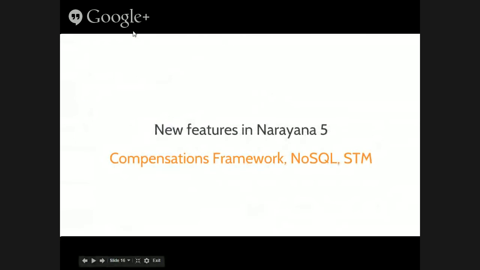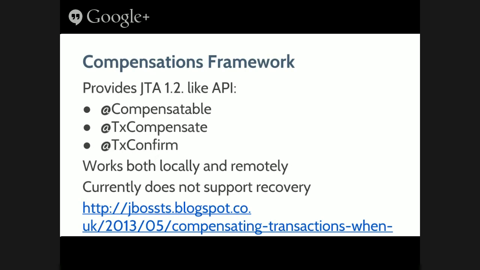So the final area that I'm going to talk to you today about are these 3 new features that were added in Narayana 5. So the compensations framework is a Sagas type approach, so it's not ACID transactions. It's the ability to selectively, well, not in the current implementation, you can't actually do consensus groups, but Sagas allows you to do that. I'll come on to that shortly.